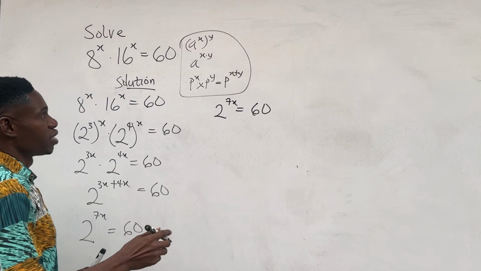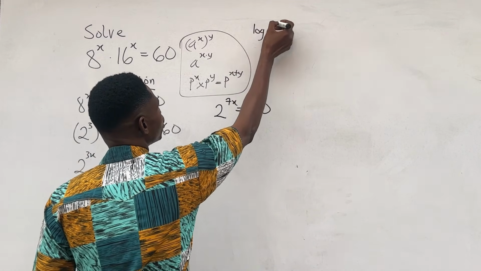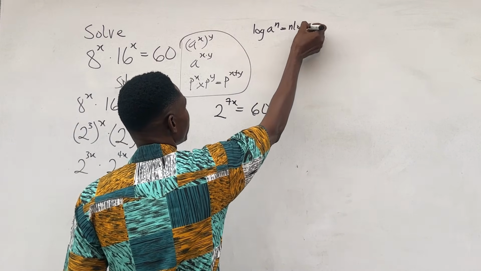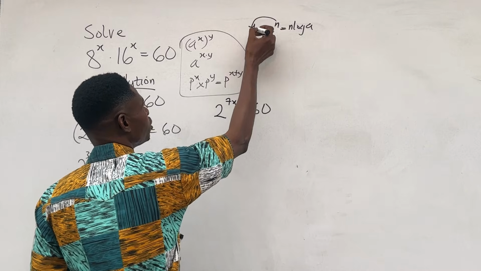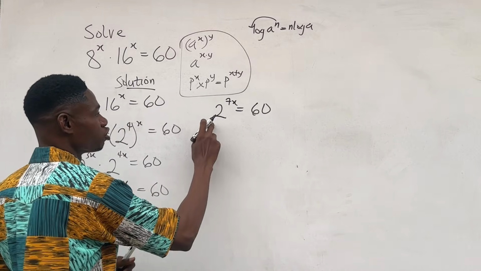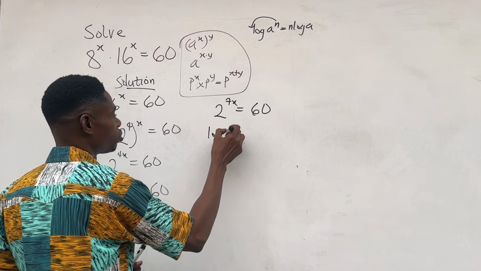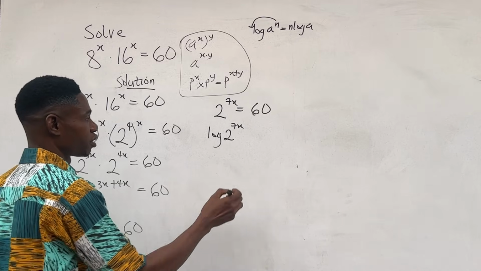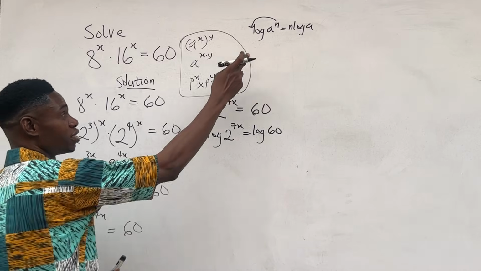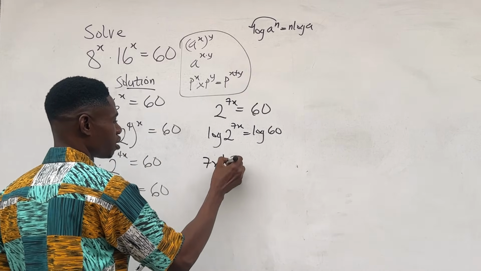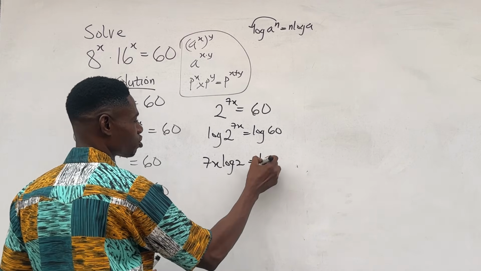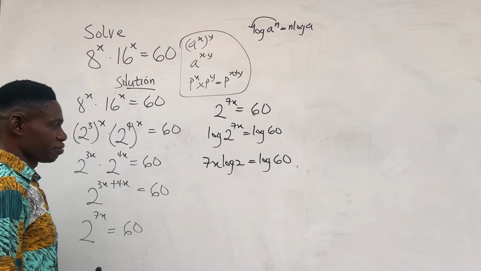And there's this law of logarithm that says if you have log a raised to the power n, this can be written as n log a, meaning that this n can be brought down this way, a very popular law of logarithm. So let's apply that here. If we introduce logarithms to both sides, we're going to have log 2 raised to the power 7x equal to log 60. So applying this law now, this will give us 7x log 2 equals log 60.